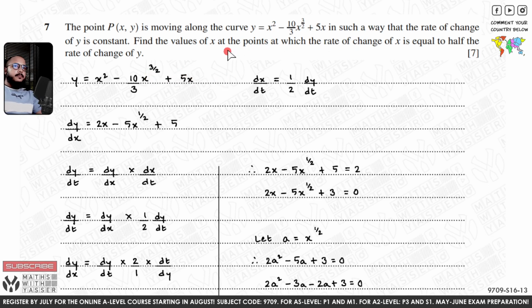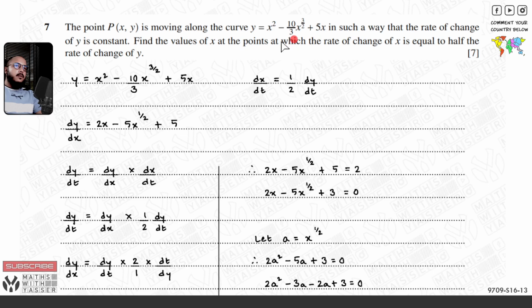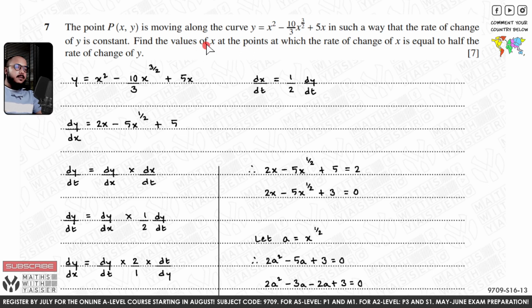So we need to find the rate of change of x. That means we have to find the values of x for this particular equation. So the equation is that the rate of change of x is equal to half the rate of change of y. So you have to understand the question here properly, and it consists of 7 marks. So this was the equation.